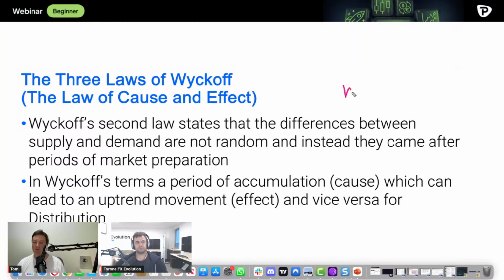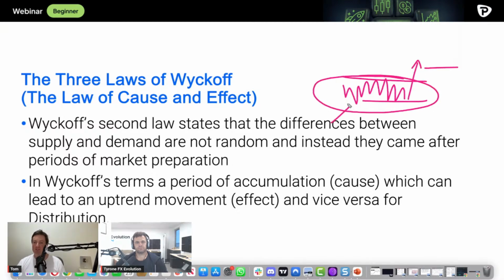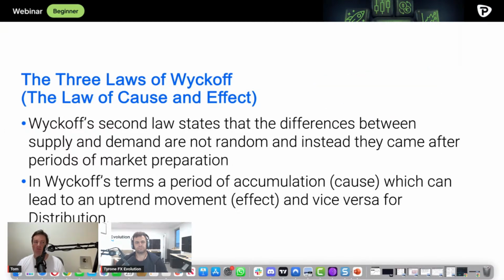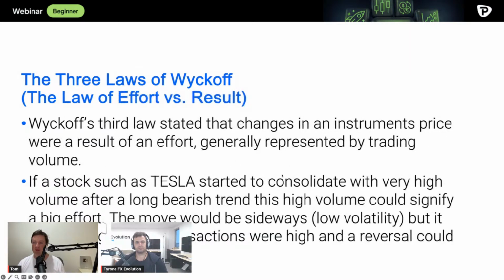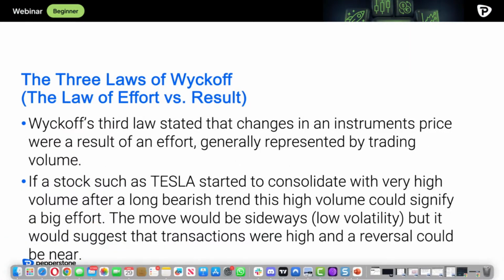So if we had an accumulation, there's our cause. If we broke to the upside, that would be the effect based on positioning from Wall Street. I think it's a profound understanding there in that concept. The last one here in terms of Wyckoff's major laws was the law of effort versus result. Wyckoff said in the third law that changes in an instrument's price were a result of an effort generally represented by trading volume.